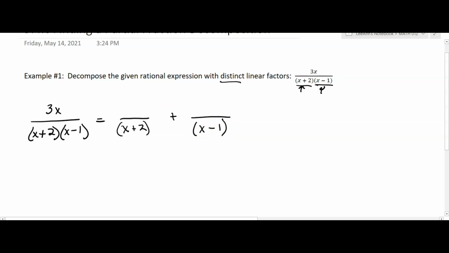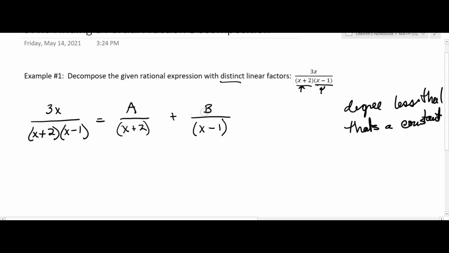Okay? Now, you can say, well, that's great, but what about the numerators? And you might be thinking, oh, 3x, maybe it's 1x and 2x, or maybe. But we don't know what it is. What we do know is the linear factors have to be a degree less than 1. So when you have a degree less than 1, that's a constant. So I'm going to use A for that constant, and I'm going to use B for that constant.